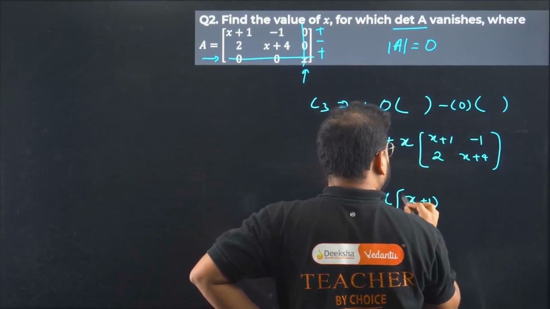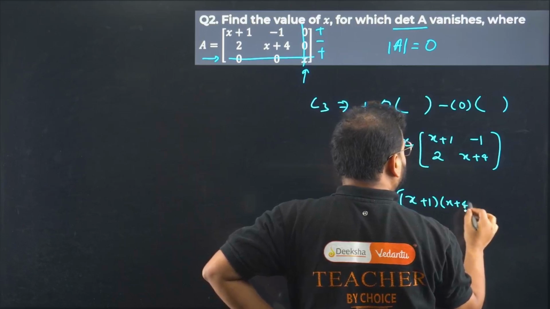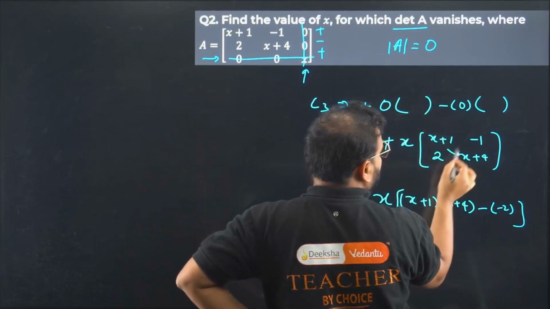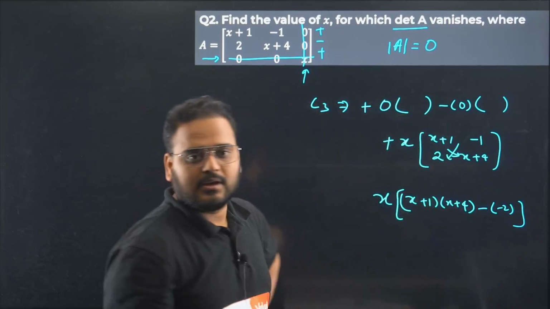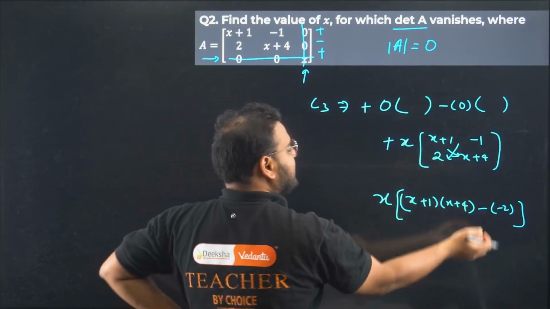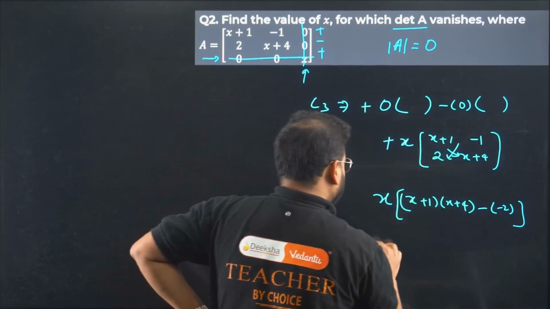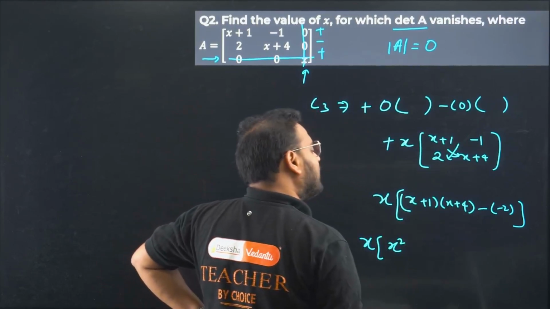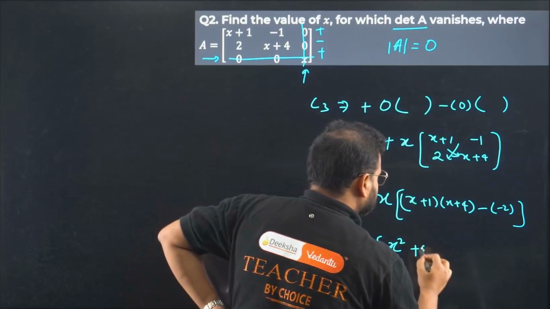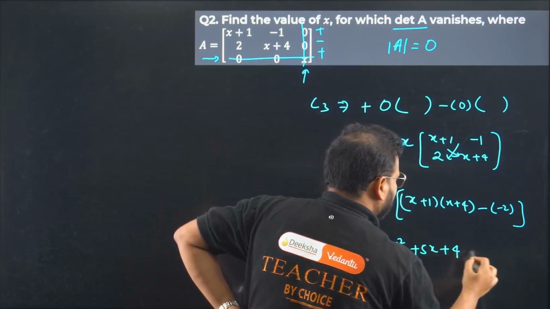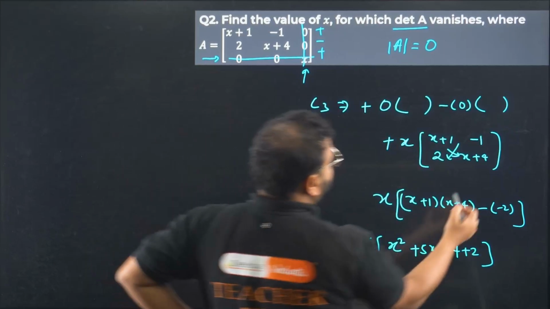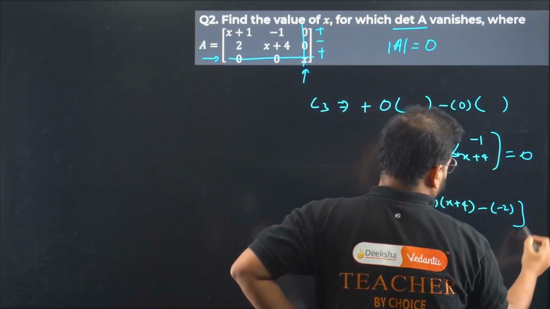x plus 1 times x plus 4, and we have minus 2. I'm doing cross multiplication. 2 into minus 1 is minus 2, and we have a subtraction over here. What we get is x square plus 5x plus 4, and plus 2 over here. And of course this whole thing is given equal to 0.